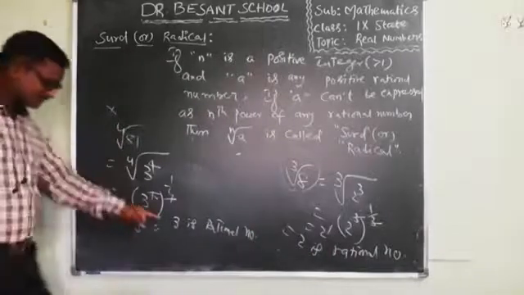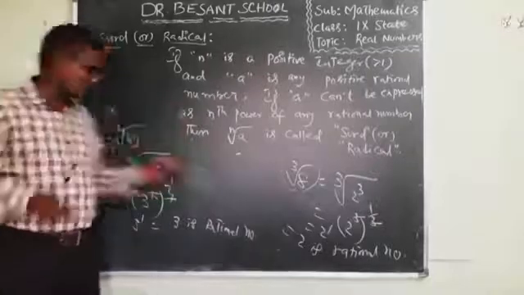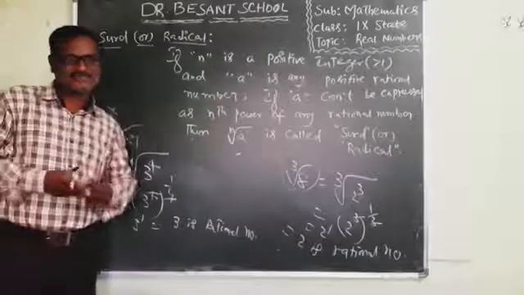Okay. If it can be simplified, you get a rational number. It is not a surd. If it cannot be simplified, you will get an irrational number. That is called a surd. Okay.